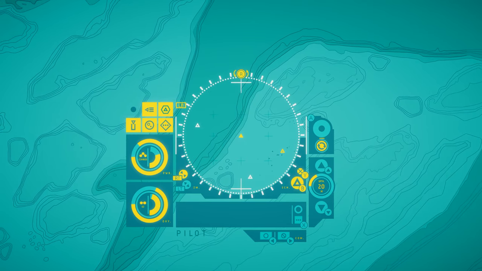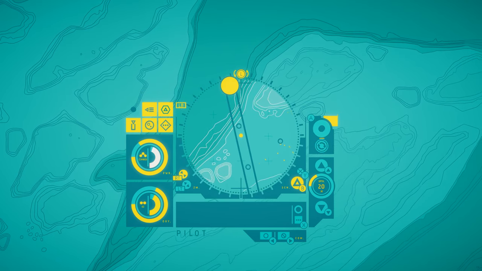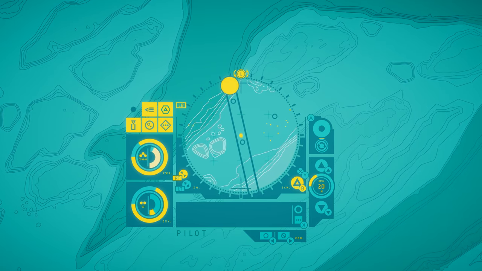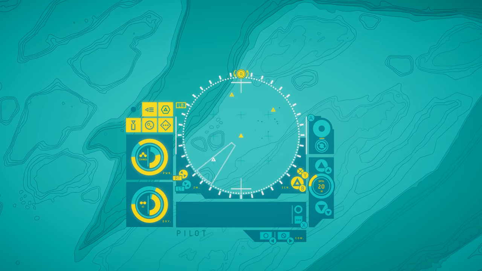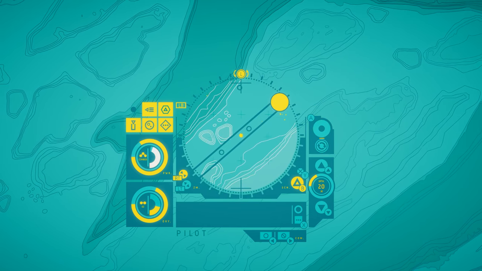Ah, so we can go across to the other finger? I guess that's probably another finger? Let's not go there just yet. Worn boulders. These huge stones have been worn smooth by thousands of years of sitting beside the rift. Sandy passage. White sand is gathered against the boulder on either side of this passage in soft, pale drifts.